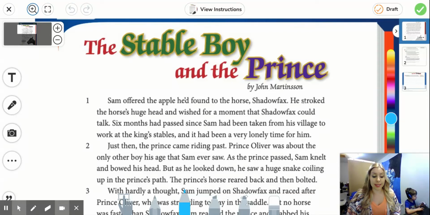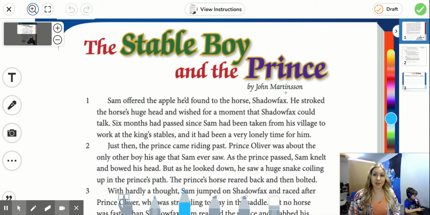So we're going to read today The Stable Boy and the Prince. This story by John Martinson. That's why you told me to go to the second page, because it was telling me the same thing. Okay. This story, we are focusing on character point of view.